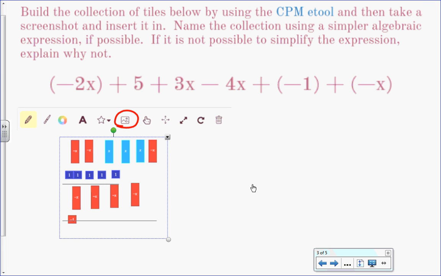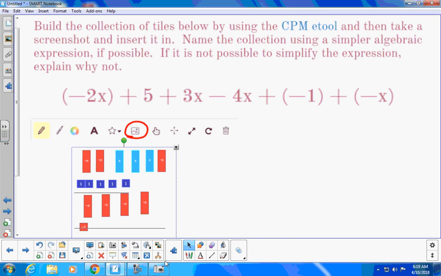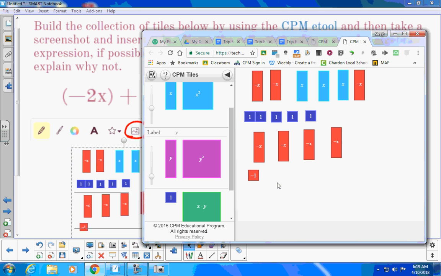So I want to get rid of, and I could do it right in the CPME tool, I want to get rid of all the zeros and then simplify as possible, okay? So I'm going to go back to my e-tool and simplify. So for every negative x and a positive x, I can take those away. So I would take them away. Take this one away, this one away.